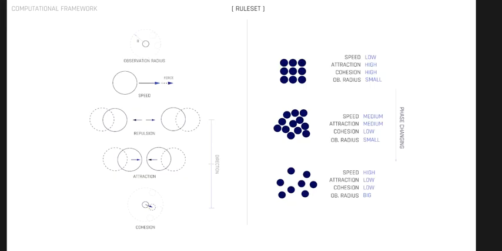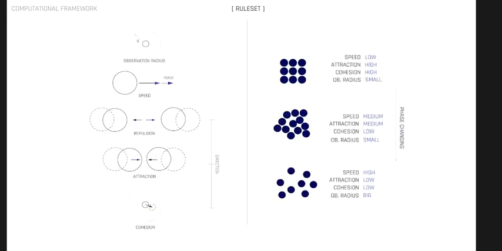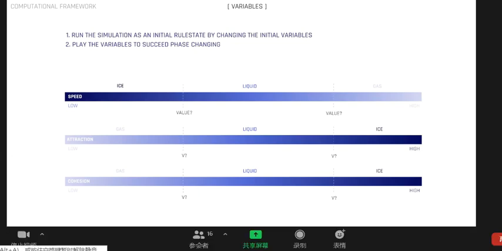After that, liquid could be, we could advocate that it has medium speed, medium attraction, low cohesion, and small observation radius. And air, we could say that it has high speed, low attraction, low cohesion, and big observation radius. Now, on that, I'm a bit skeptical about this flocking behavior, because a solid probably has zero cohesion, and some of the values are actually zero because it's really not moving.